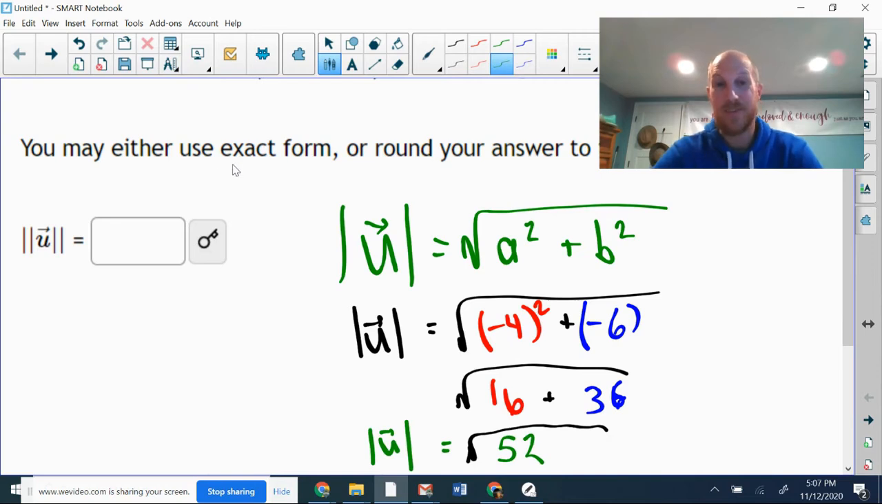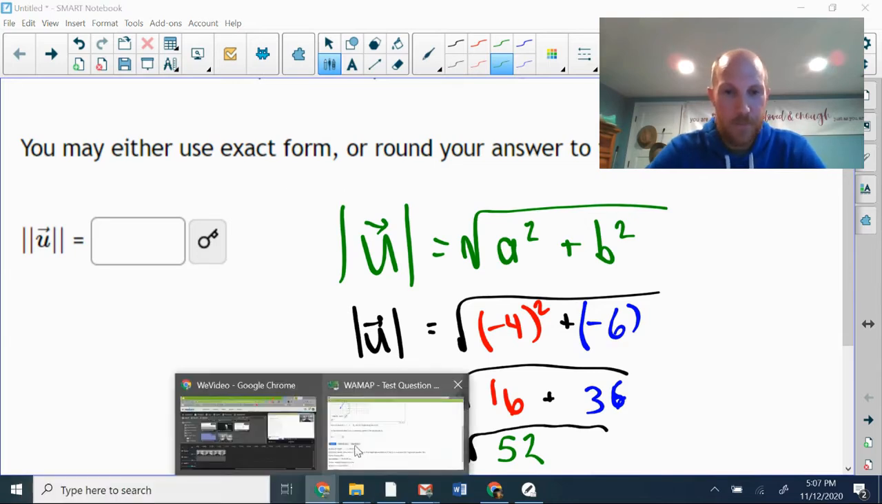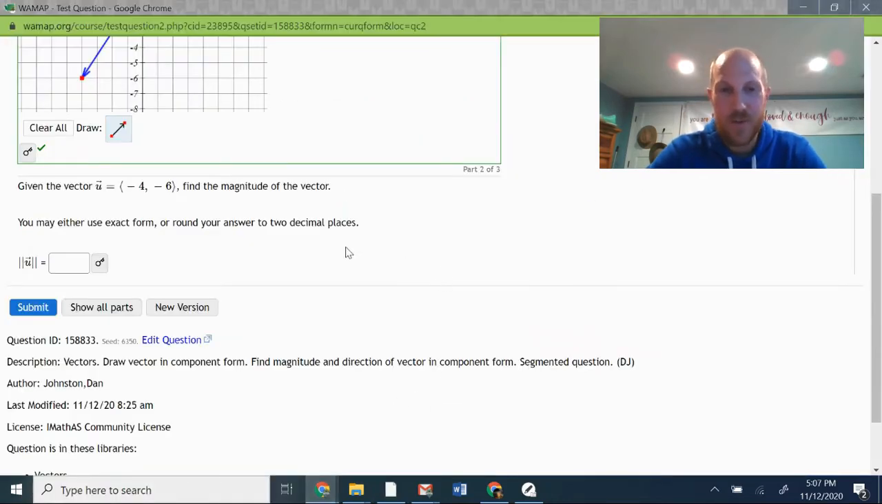The directions say I can use exact form. That would mean radical 52. Or I can round my answer to 2 decimal places. I don't even have a calculator out, so I'm not going to round to 2 decimal places. Here's what this is going to look like to get this typed in here using exact form.